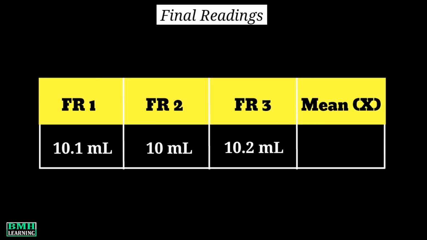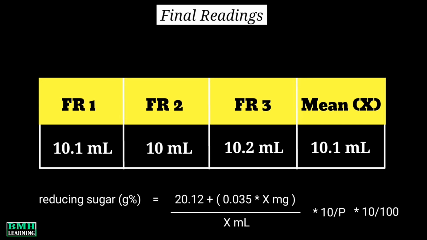Now let's suppose these are the final volumes of glucose solution. The mean value is 10.1, and this is called the X value. So now we have both readings, that is P value and X value. Put the values in the formula and you will get the result.